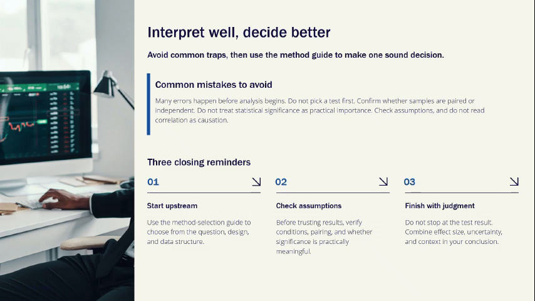Many analytical mistakes occur before any calculations are performed. A common error is selecting a statistical test before understanding the research question and study design. Another mistake is confusing statistical significance with practical importance. Analysts must also verify assumptions and avoid interpreting correlation as proof of causation.